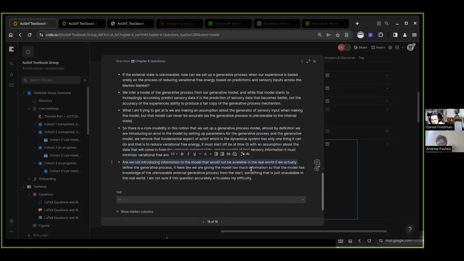Are we not introducing information in the model that would not be available in the real world if we actually defined the generative process? Yeah, you can give any model too much information, essentially. So if the model actually knows what is really happening, like if you were doing a video game and you had an agent with supervisory access to the other players' inferences or even control of their actions, yeah, that's not going to work in a tournament. But here with a particular partition, we can actually know the information encapsulation. And Majid Beni explores that in terms of the partial information encapsulation.